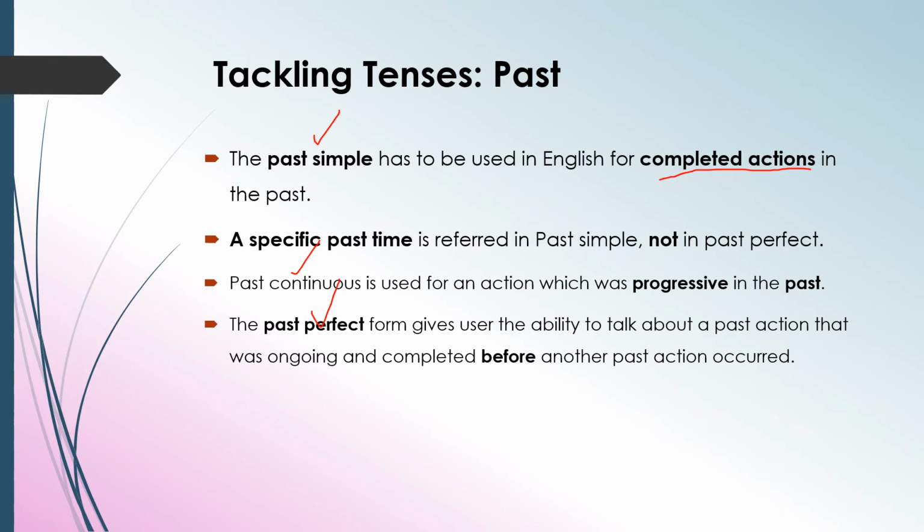In one sense, I should tell you all that all the actions in past form are completed. By any means they are complete. There is nothing remaining. All of those things are complete actions. But in general, complete actions are referred to as past simple, and a specific past time is referred to in past simple, not in past perfect. That is what I said in the previous slide.